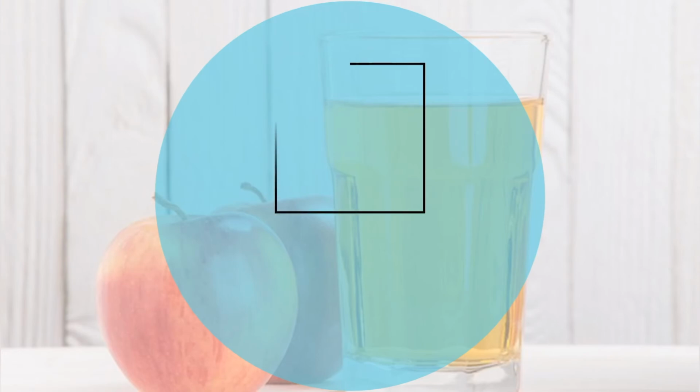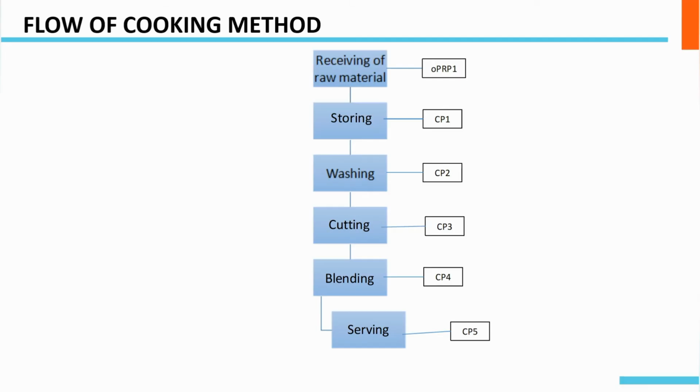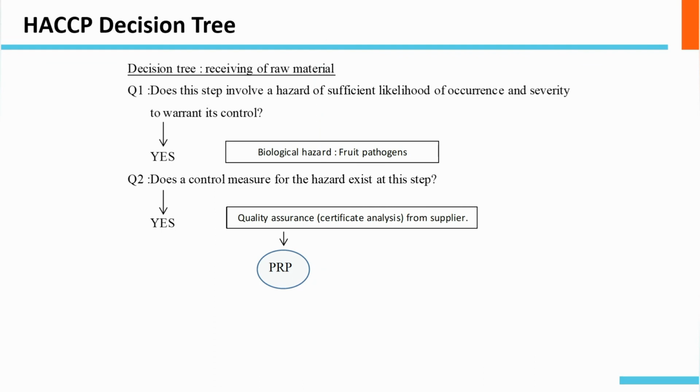Lastly, I will explain about the apple juice. This is the flow of the cooking method for apple juice, which consists of OPRP and CP only. Receiving of raw material involves a biological hazard, fruit pathogens. The control measure is quality assurance certificate of analysis from the supplier, which is already agreed by both parties before entering the production line. Therefore, this step is considered as PRP.